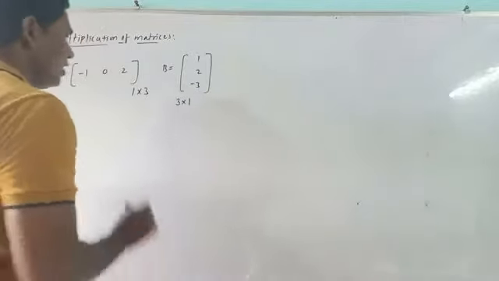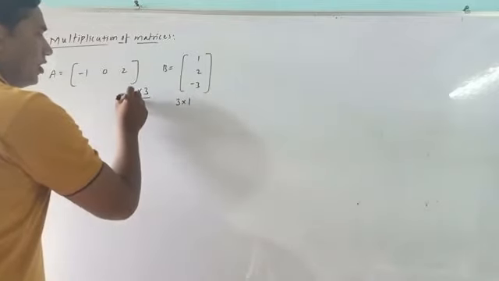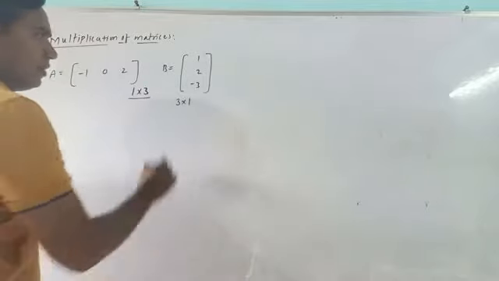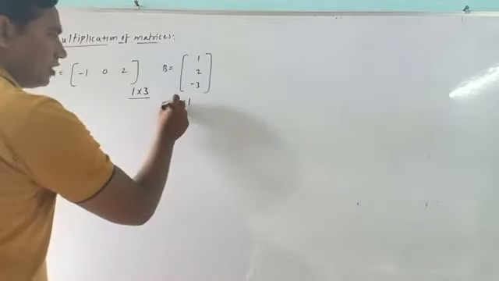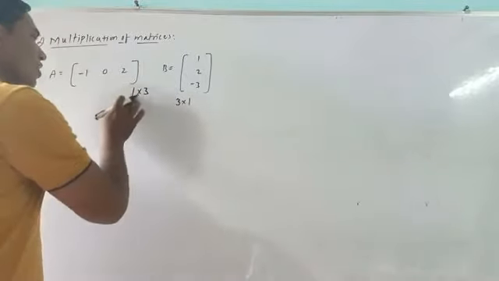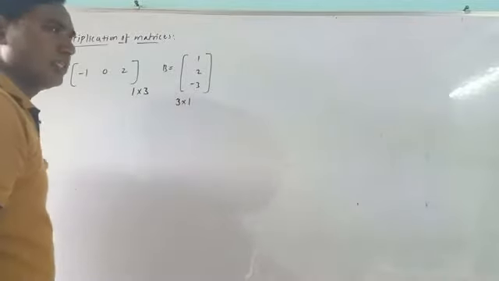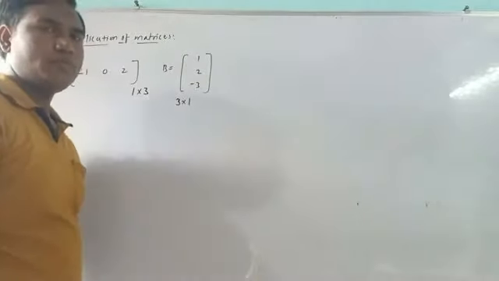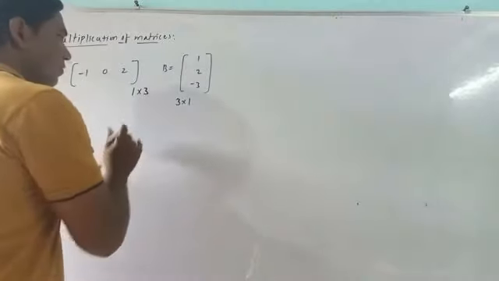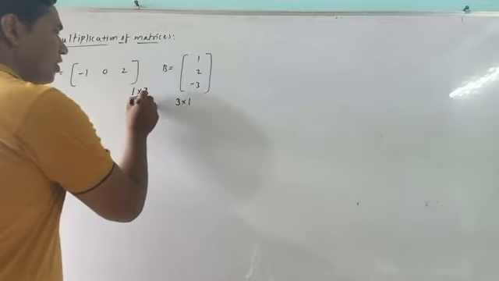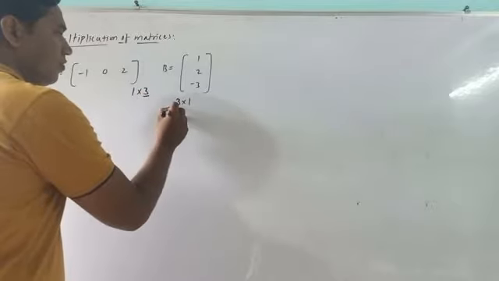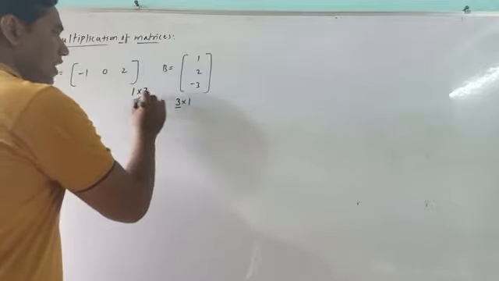Always remember here, out of this order 1 by 3, first this denotes the number of rows and second denotes the number of columns. So whenever we have to multiply two matrices, first thing is that we have to write the order, and then the second thing is that we have to observe this. It is the important one, whether the number of columns in first matrix is equal to number of rows in second matrix, whether they are equal or not.